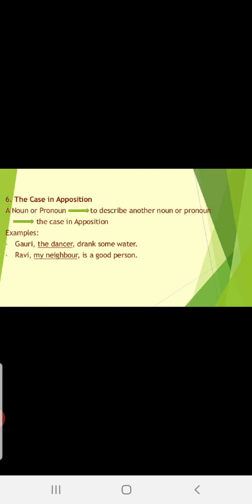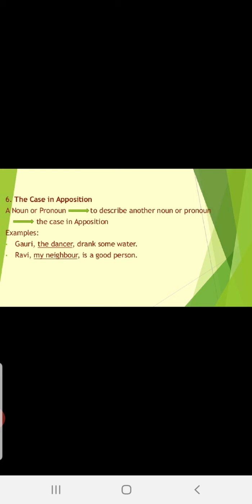Then, the case in apposition. Apposition is nothing but the qualities explained about that noun immediately after noun. A noun or pronoun to describe another noun or pronoun, the case is in apposition. Example, Gauri, the dancer, drank some water. Who is Gauri? Immediately comma, the dancer. See, there is one description about that Gauri. Ravi, my neighbor is a good person. Who is Ravi? My neighbor. Ravi, my neighbor, is a good person.